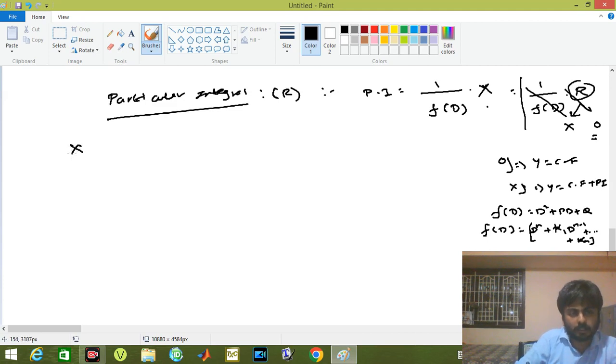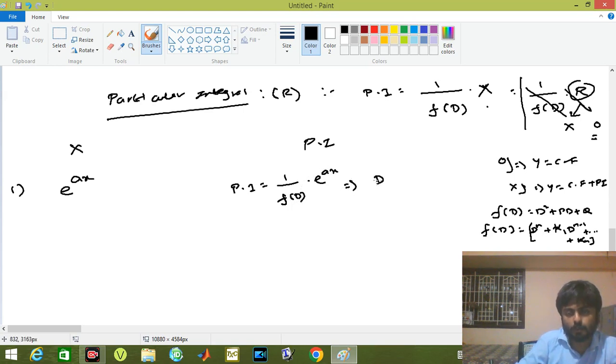So write the type of X and their PI. Suppose I am having capital X, that is your right hand side, to be e power ax, then your particular integral will be 1 by f of D into e power ax. You have to do some procedure: you have to replace D by a.